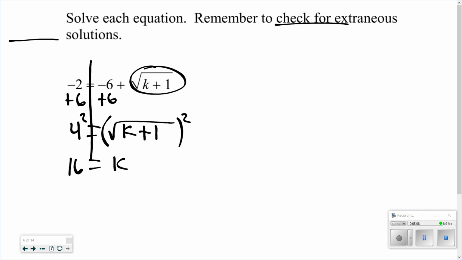16 equals k plus 1. Just finished solving from there, so I'm going to minus 1 over. So k is equal to 16 minus 1, which is 15. Before I put that as my answer, let's make sure it works.